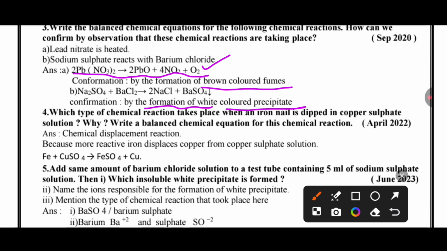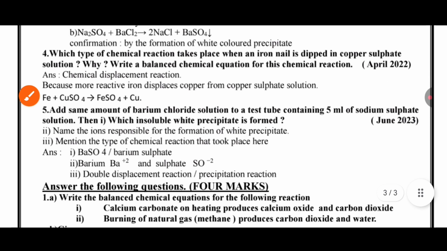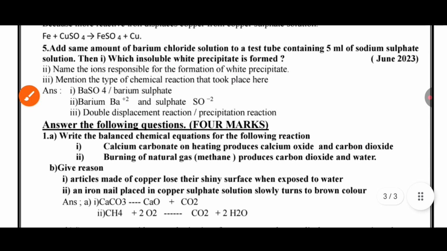So next question. Which type of chemical reaction takes place when an iron nail is dipped into copper sulfate solution? Why? Write a balanced chemical equation for this chemical reaction. So displacement reaction is the correct answer because more reactive iron displaces less reactive copper from its copper sulfate solution. Fe plus CuSO4 gives FeSO4 plus Cu.